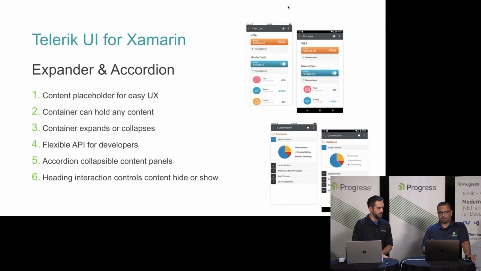Expander and accordion. So these are both controls in the same family. On a mobile device, you don't have a lot of space, and you're trying to fit in a lot of content. So this is really nice. These are placeholders. You can put whatever you want in them, and then the user gets to expand and collapse. So accordions and expanders really help.